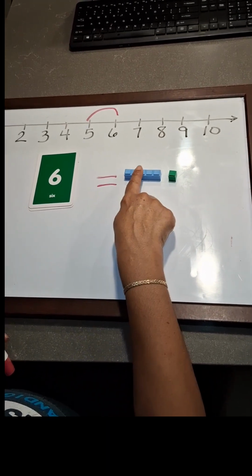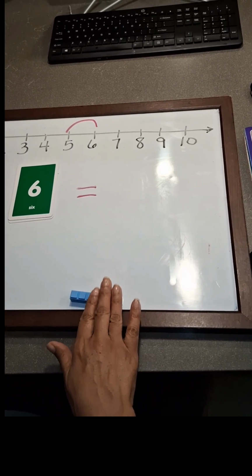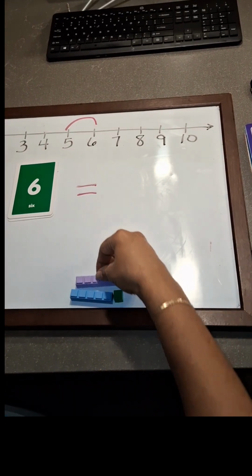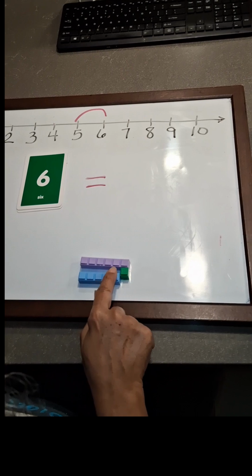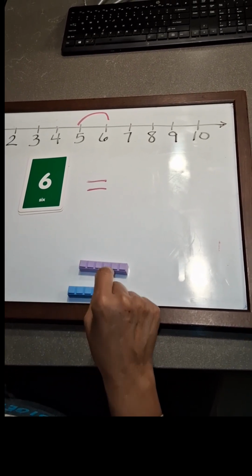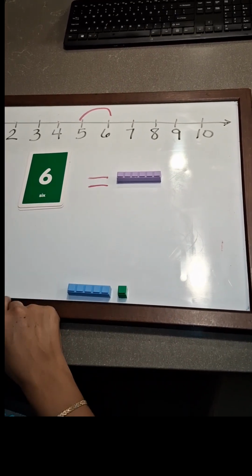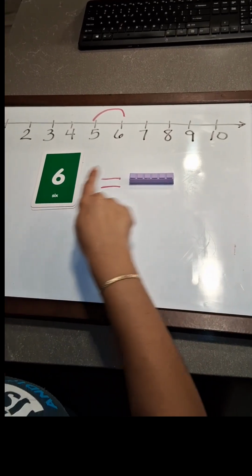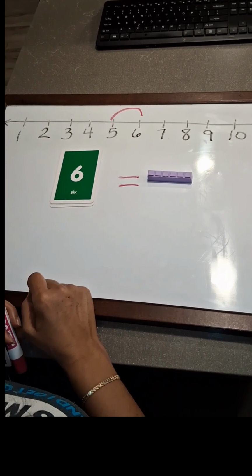I'm going to regroup the 5 and the 1. And I want to change that so that I have 6. Ooh, there we go. Regrouped it. 1, 2, 3, 4, 5, 6. It matches. Because when I count by ones, I say 1, 2, 3, 4, 5, 6.